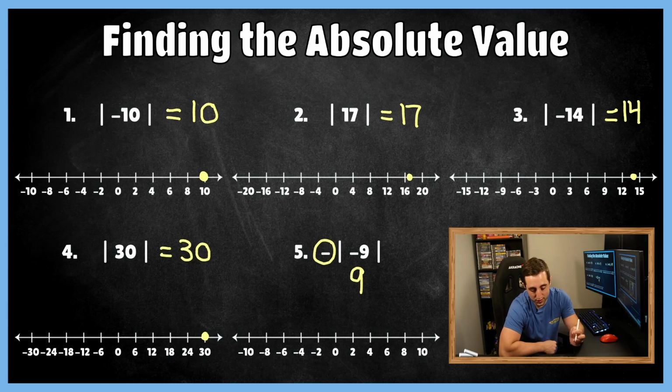So you need to make sure you just tack this negative sign onto your final answer. So the negative absolute value of negative 9 is negative 9, because that negative sign isn't inside of the notation. So let's go ahead and plot that on our number line at negative 9.